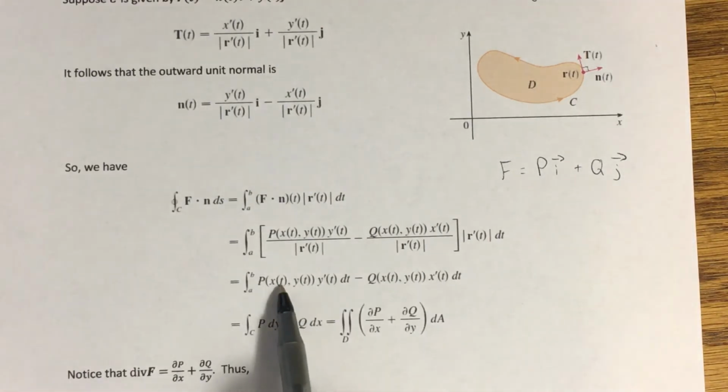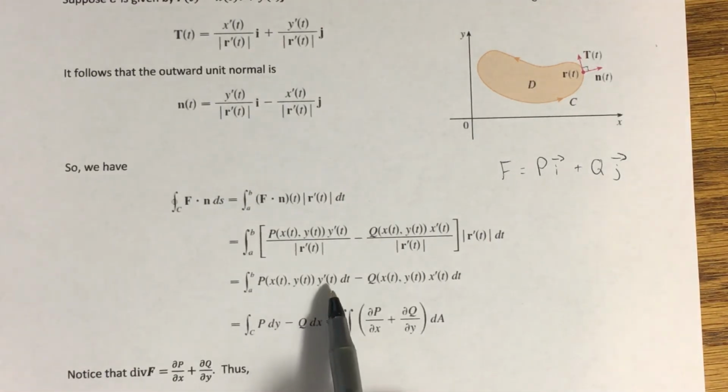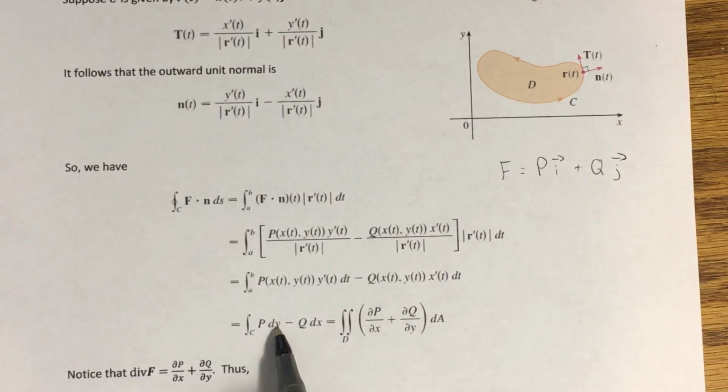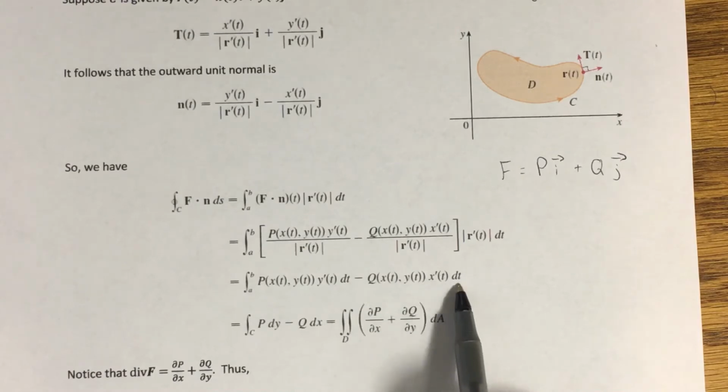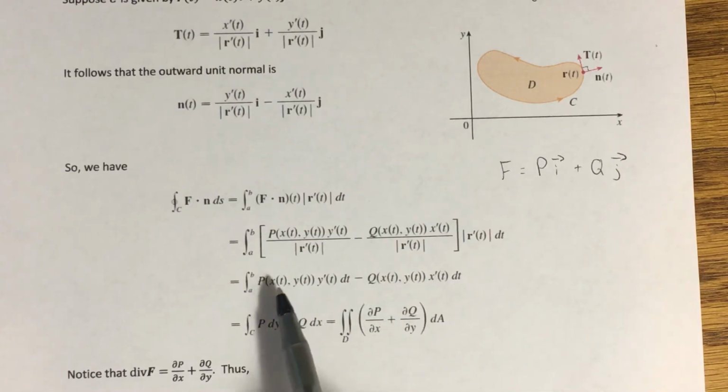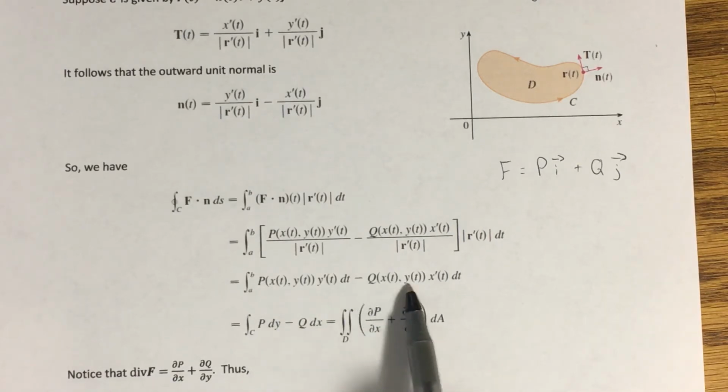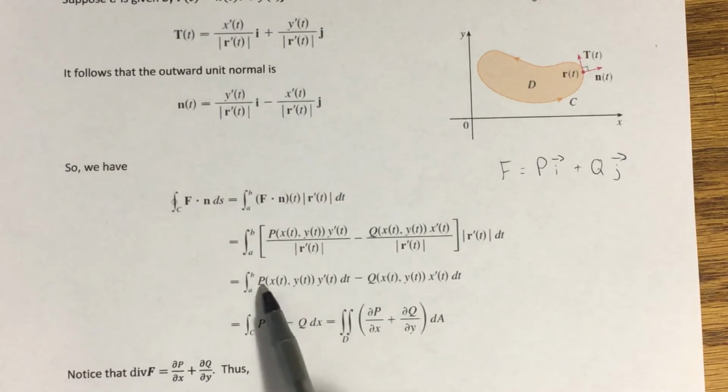Now, look carefully at this. I have a y prime of t dt showing up right here. That is the same as dy. I also have x prime of t dt, that's dx. P of x of t, y of t can be written more compactly as just p. Q of x of t, y of t can be written more compactly as q. So this whole integral is written more compactly this way.